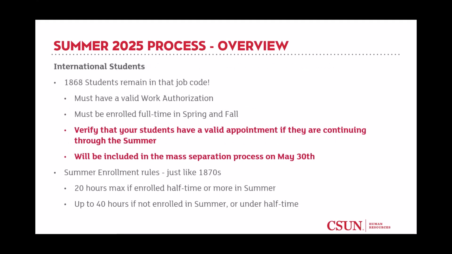Okay, as for international students, 1868 students will remain in their job code. So there's no moving them or transitioning them into another job code. They would remain there. They must have a valid work authorization to work in the summer. They must be enrolled full time in spring and fall, just to make sure that they're valid and continuing, and have eligibility to work. But yes, verify that your students have a valid appointment if they're continuing through the summer.